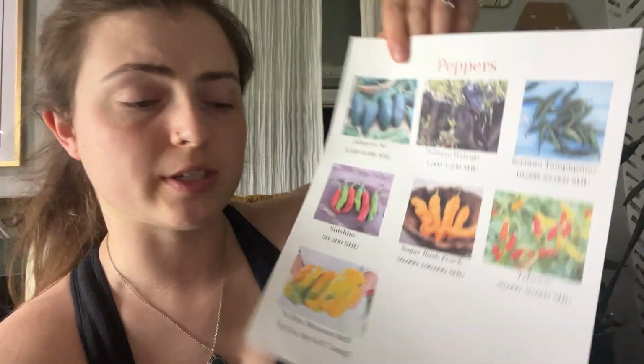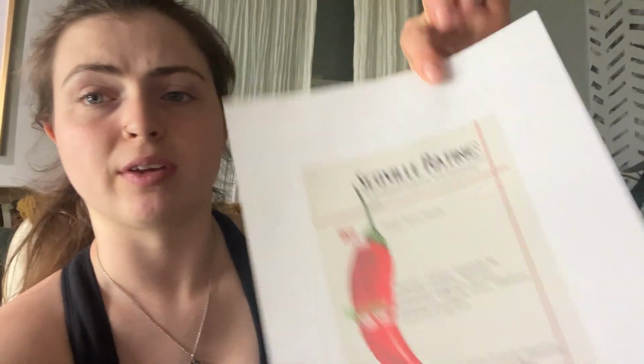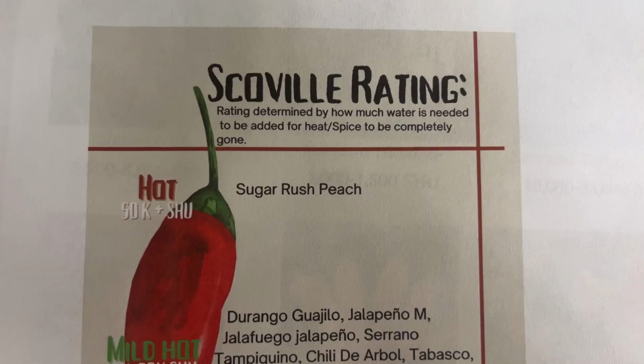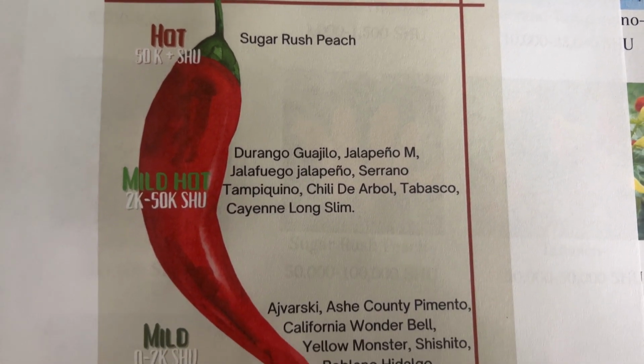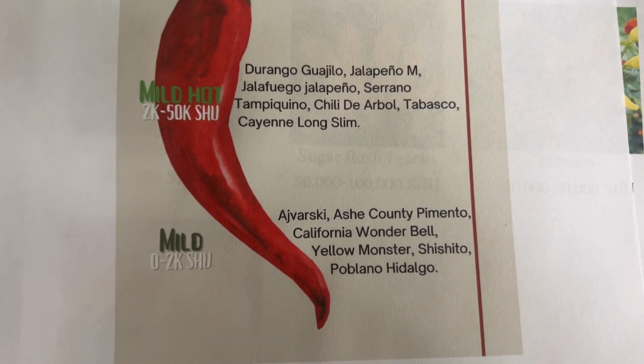So I got the peppers with names, pictures, and then their Scoville rating. And I then thought maybe I should make a little sign that has the Scoville rating and kind of give a visual of how those peppers that I am selling line up against each other, just so it's all in one place and maybe a little more visual for people.